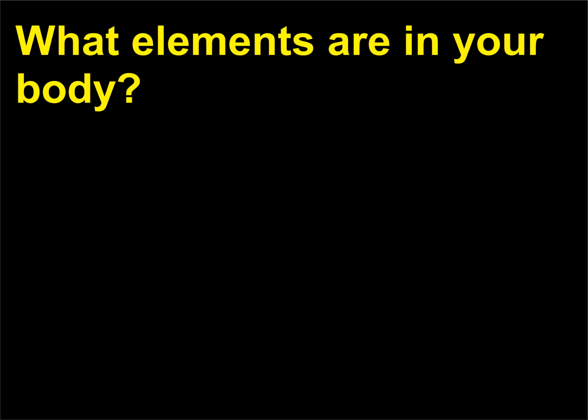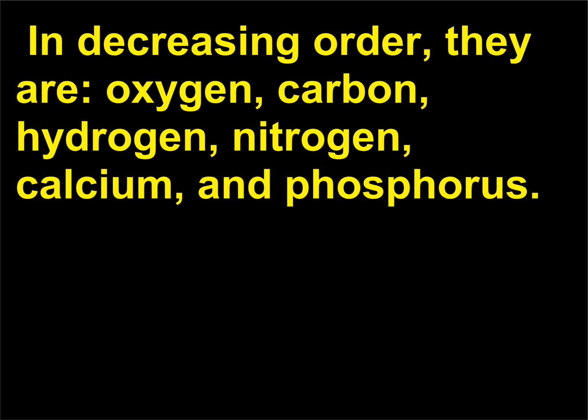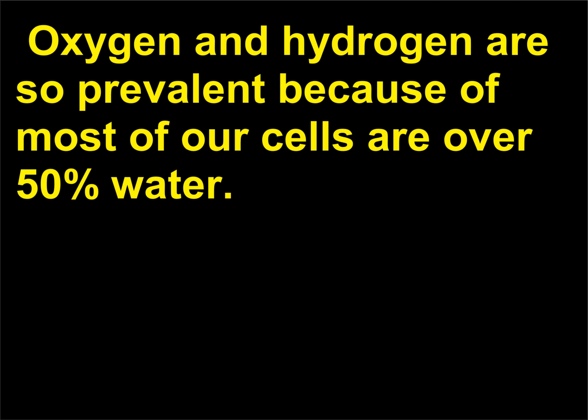What elements are in your body? Six elements make up all but 1% of the human body by mass. In decreasing order, they are oxygen, carbon, hydrogen, nitrogen, calcium, and phosphorus. Oxygen and hydrogen are so prevalent because most of our cells are over 50% water.